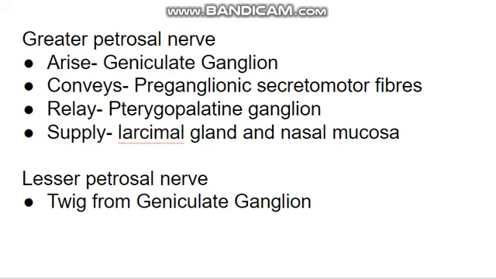Greater petrosal nerve arises from geniculate ganglion, conveys preganglionic secretomotor fibers, relay in pterygopalatine ganglion and supply to lacrimal gland and nasal mucosa. Lesser petrosal nerve receives a twin from geniculate ganglion.